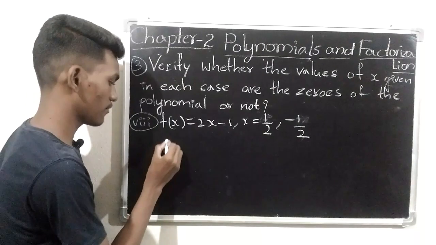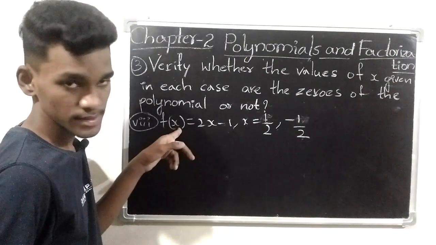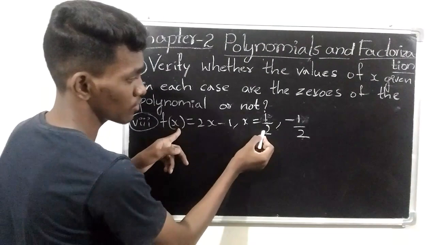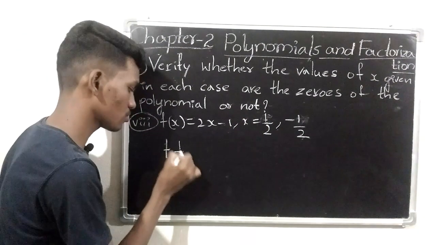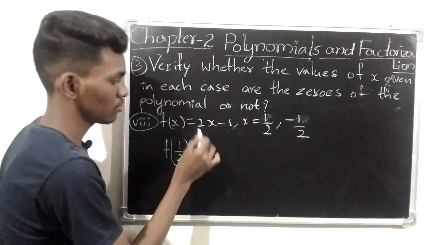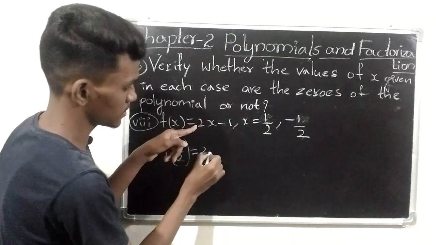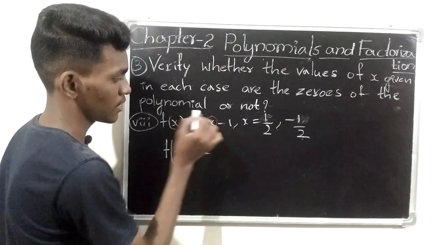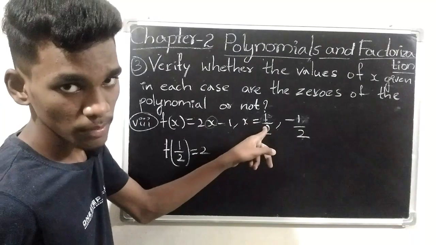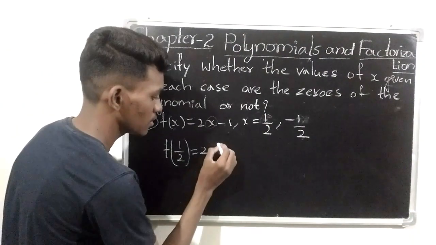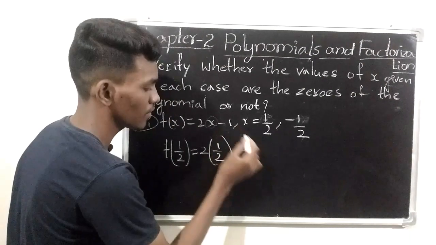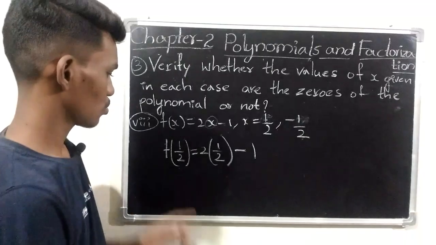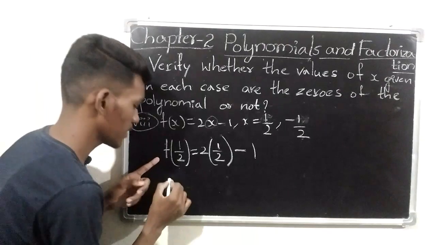So write f as it is. See here, x is there, so in the place of x we have to substitute 1/2. So f(1/2) = 2, write the 2 as it is. See here, the x term is there. Now x = 1/2, so we substitute 1/2 in the x place. Write 1/2, then minus 1, as it is.